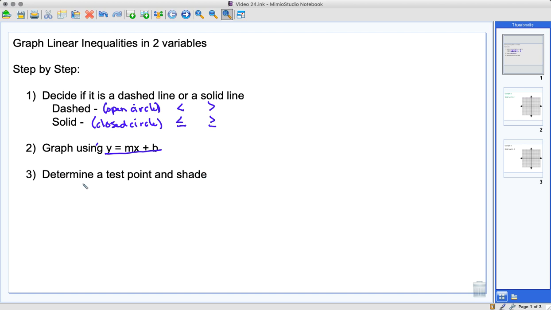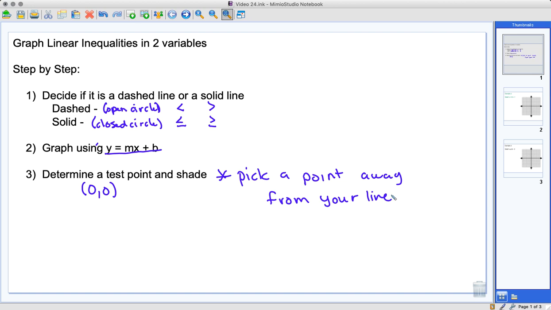So here's my advice to you. If you can use the point 0, 0 to test, that's the one I would pick. Now, if you're not 100% sure, don't pick that one. Pick a point away from your line. So let's try this.